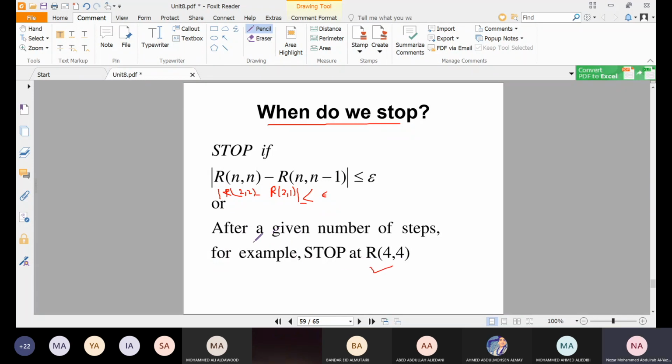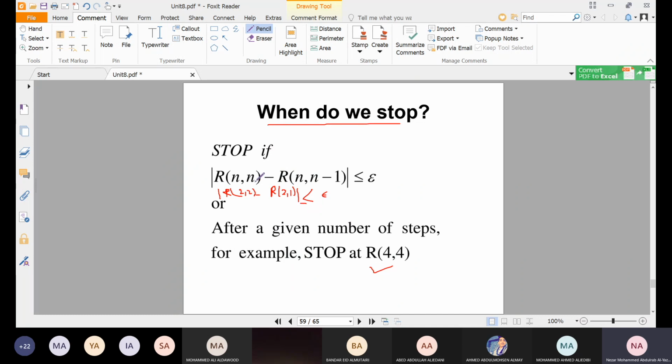After we tell you, for example, stop or compute this value, for example, R44, in this case we give you the number of steps that you need. We give you a table and you know this value. So here you stop at this one. For example, in the previous example, we stopped at R22. Okay, so this is another method to stop. This is the stopping criteria that we have.